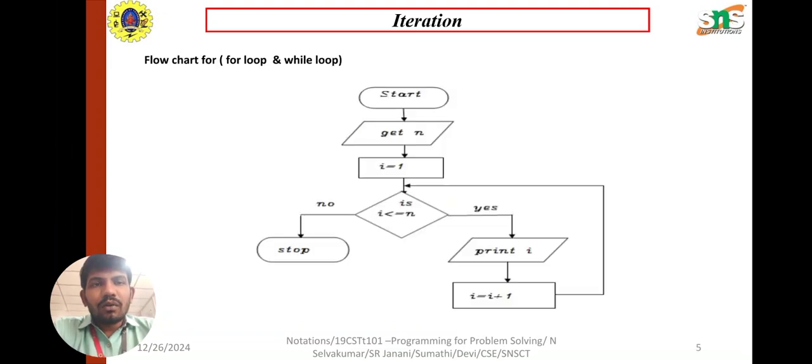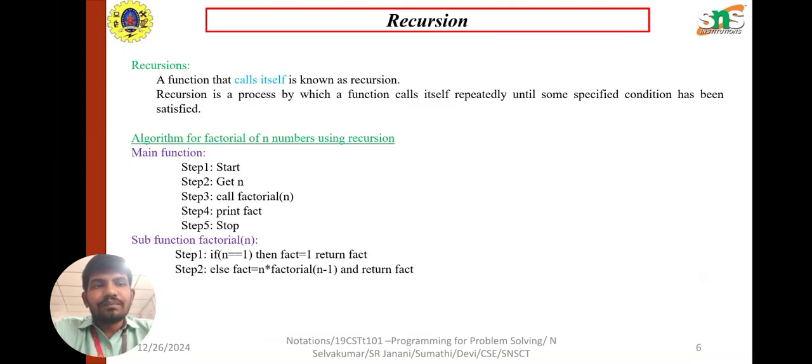This is the flowchart for the for loop and while loop conditions. We start the program first, and read the n value, which is the integer number of natural numbers. Then we set i equal to 1. If i is less than or equal to n, we check the condition, print i, and then increment i by one for the next iteration. Otherwise, we stop the loop.